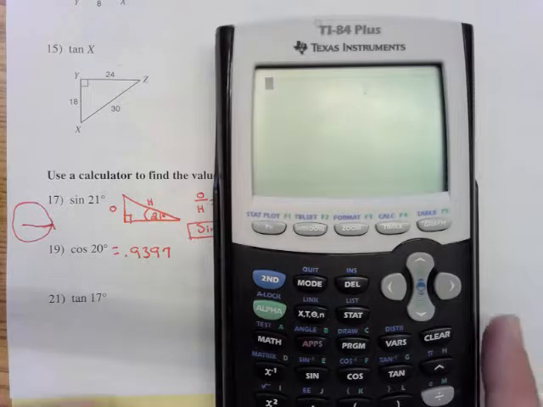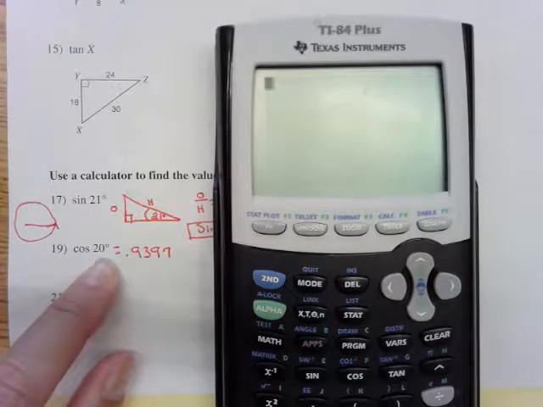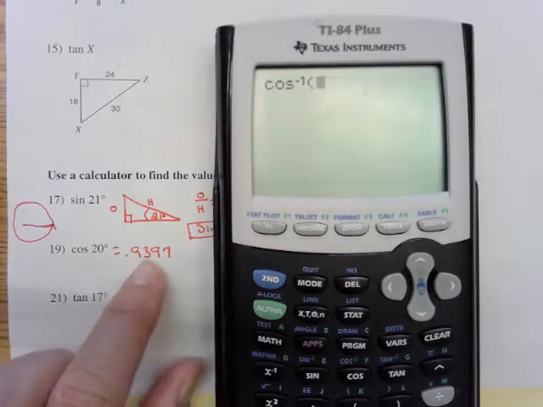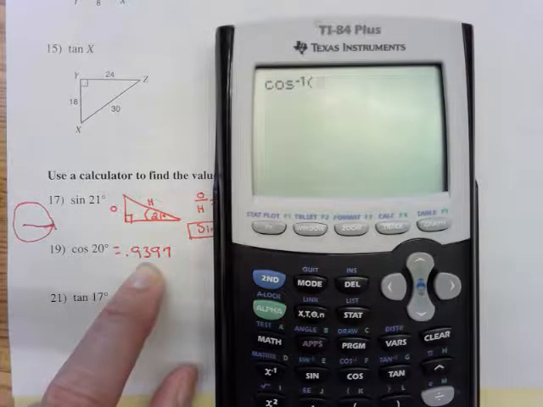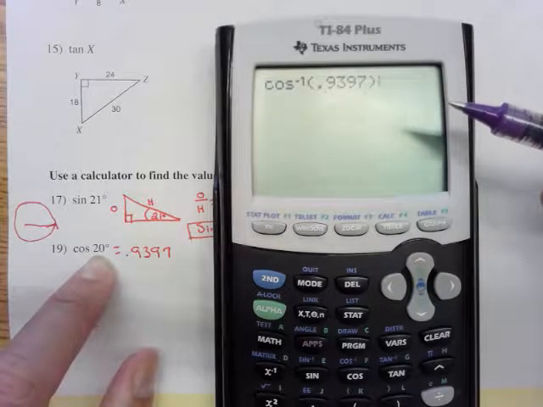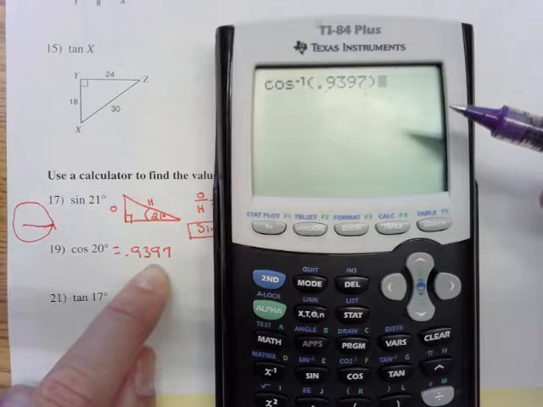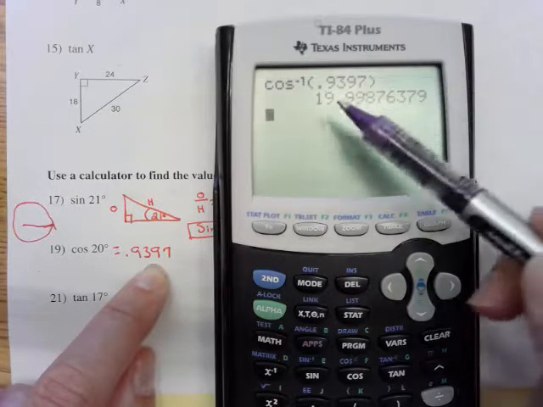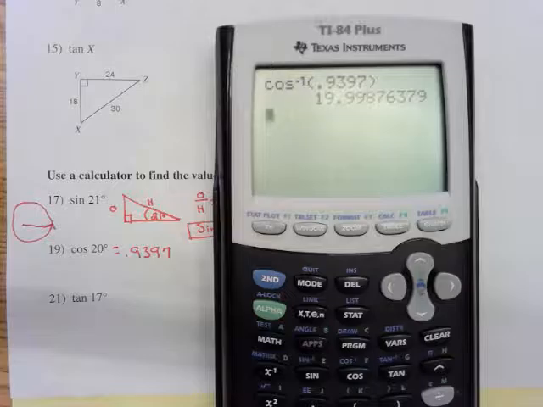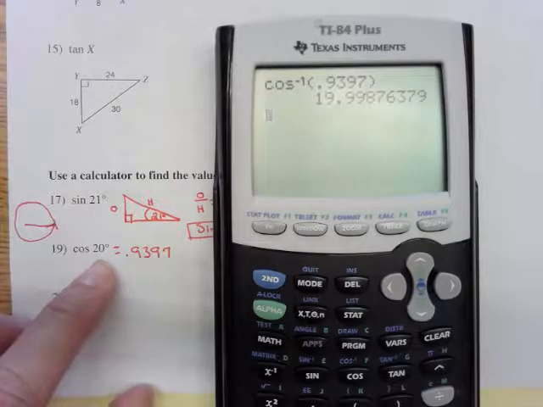So I'm going to press the inverse function of my cosine, so it's going to come up and look like this, and I'm going to put this decimal, 0.9397, into my calculator. And the calculator will give me something that's pretty close to 20 degrees. It won't give me exactly 20 because we rounded this one. So if I press enter, look at that, 19.998 degrees. So I can simply say that the unknown measurement is going to be 20 degrees.